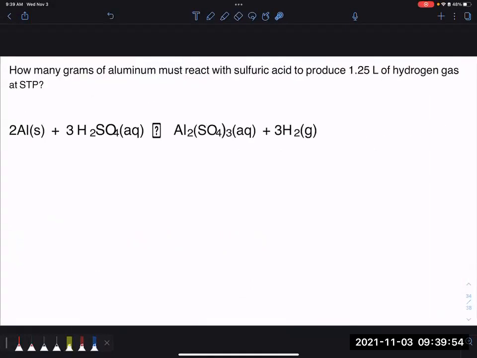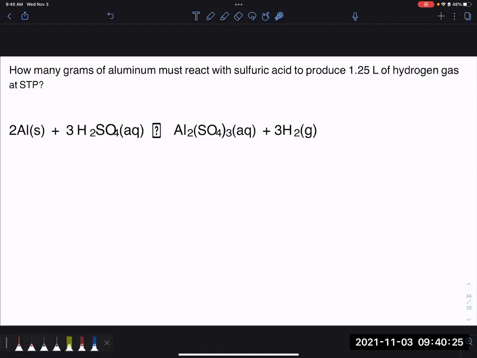Sidebar over. How many grams of aluminum must react with sulfuric acid to produce 1.25 liters of hydrogen gas at STP? Yeah, feels like a lot. This is one of those things though, right? We've built up this stack now. We've got this equation. We know that 22.4 liters at STP is a mole. This is the bridge now from all of this gas law stuff we've been talking about back into stoichiometry.